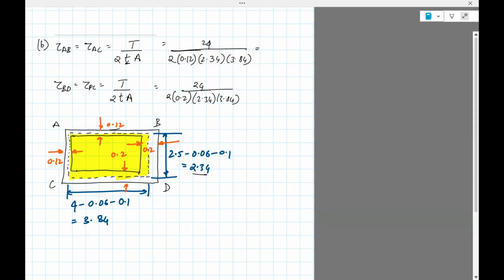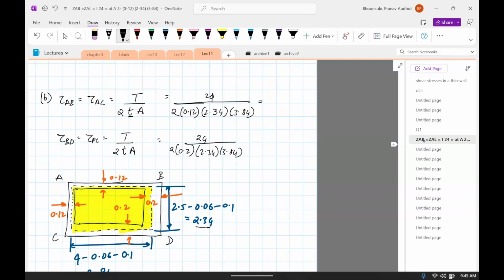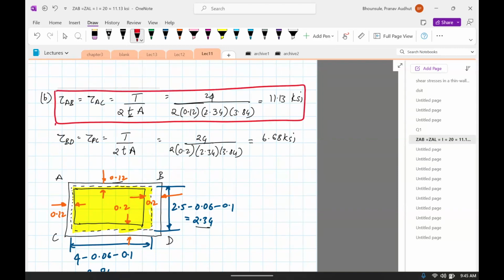Oh, my bad. I made an error here. This is not 11.13. This should be 8.35. Let me just correct this. This is 11.13, and this one is 6.68.